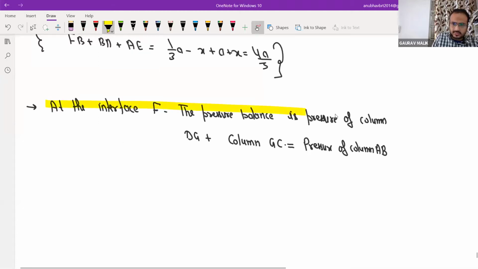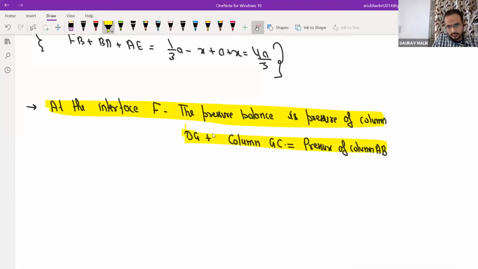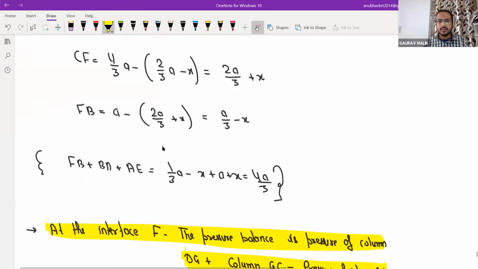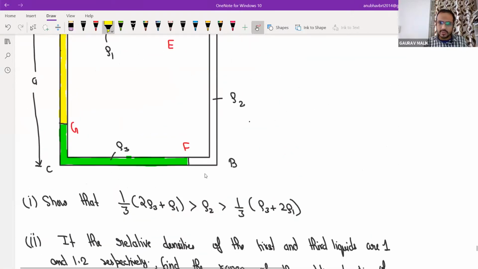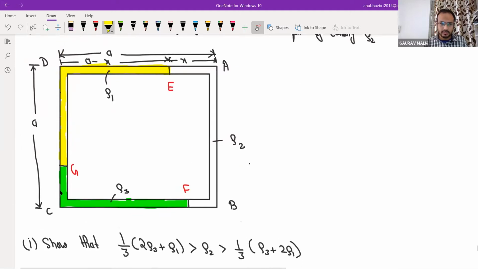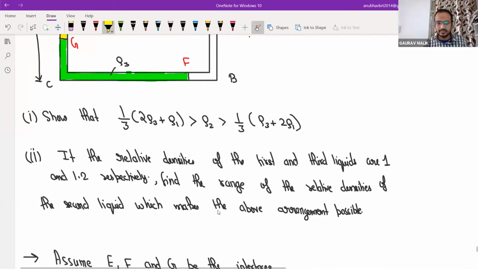Try to digest it and watch the diagram. And what will be the pressure at this point? The pressure due to this one, because at the same level the pressure is same. Yes or no? Very good.